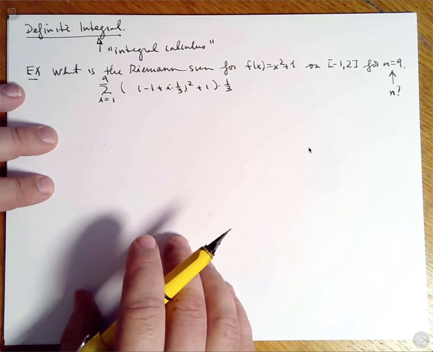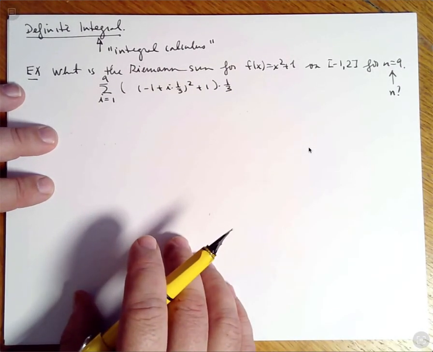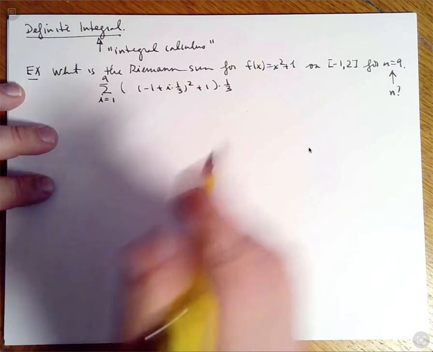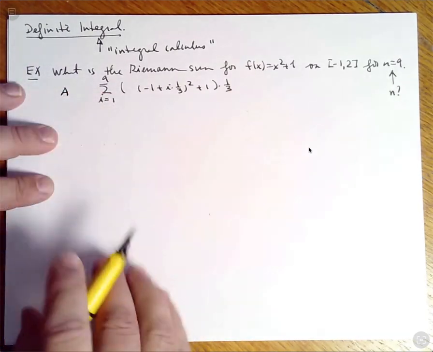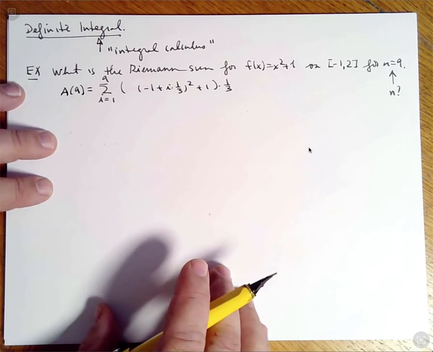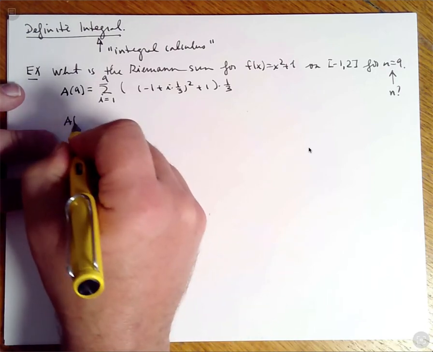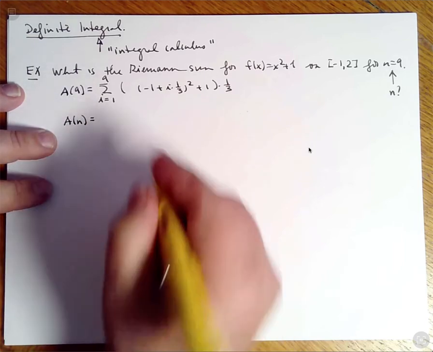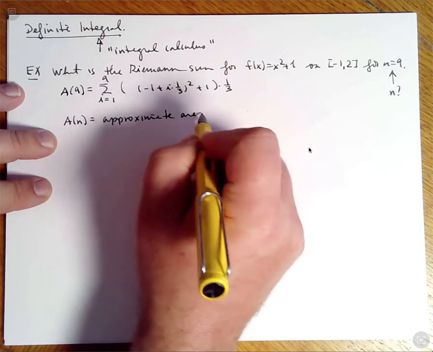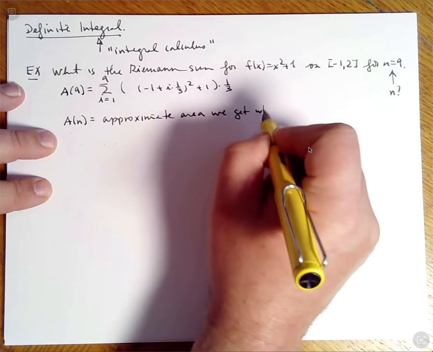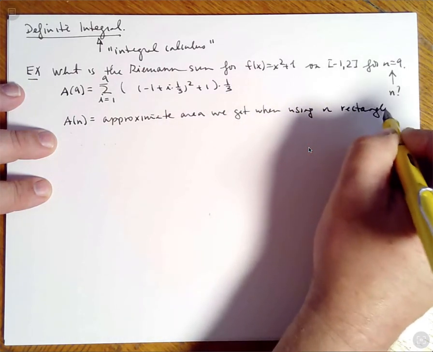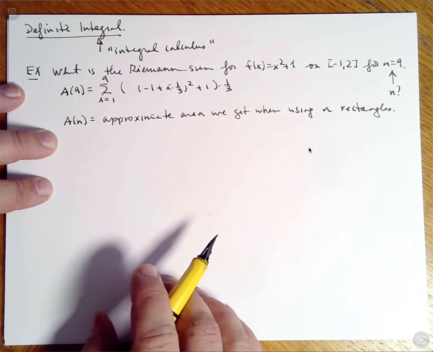What would this look like if we just wanted to leave the number of rectangles open? So this here, we could define an area function and say this is the area approximation we get with 9 subintervals. What if I want to define a function A sub n that is the approximate area we get when using n rectangles? Can we do that? Yeah, absolutely we can do that.